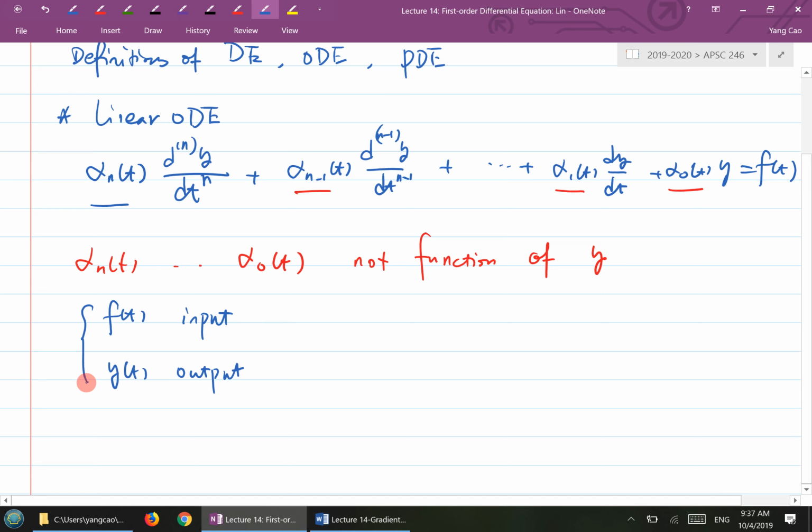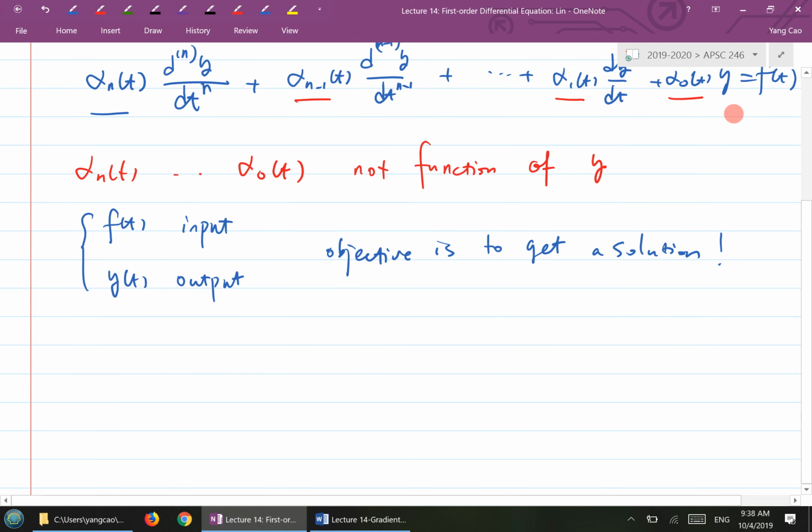And the objective is basically to get a solution. So to get a solution out of this linear ODE. Okay? That's the objective. And then we will show you for a first order system, how do we get a solution? For a second order system, how do we get a solution? Things like that.